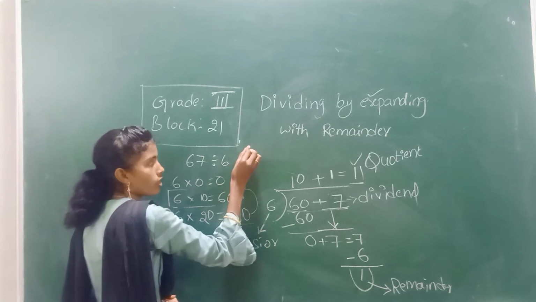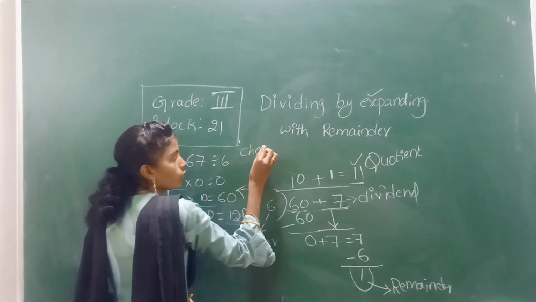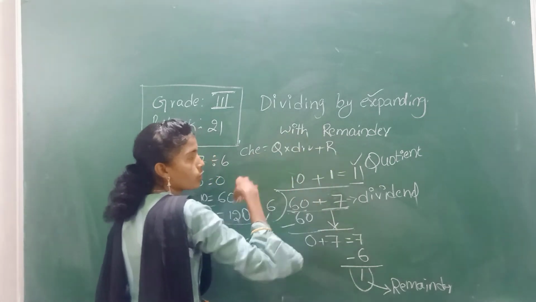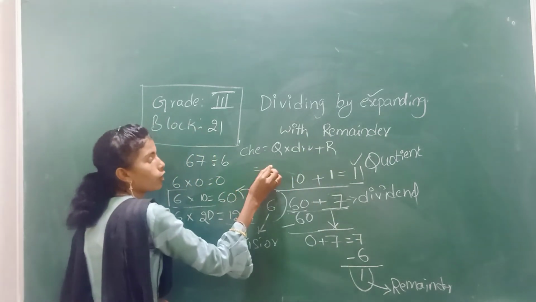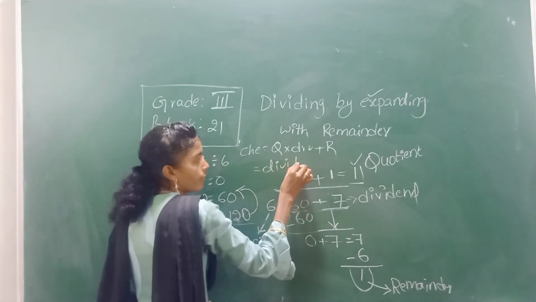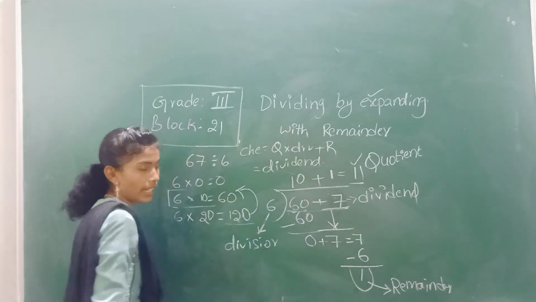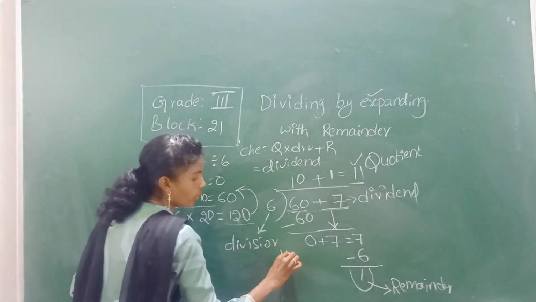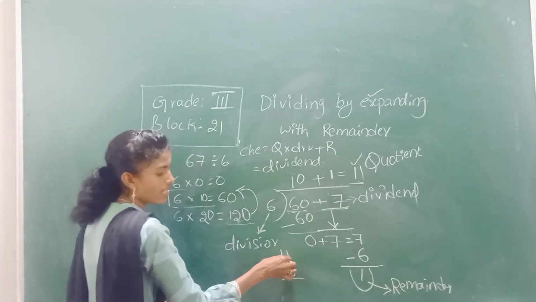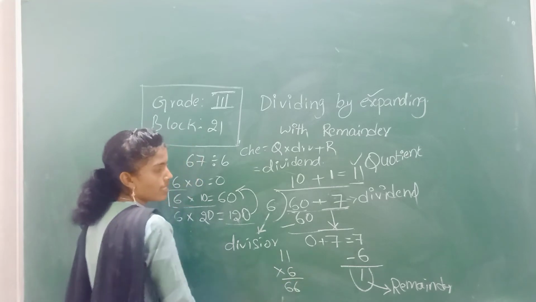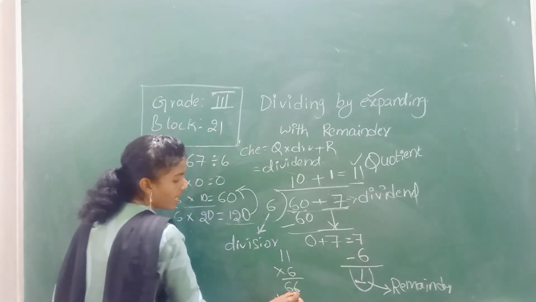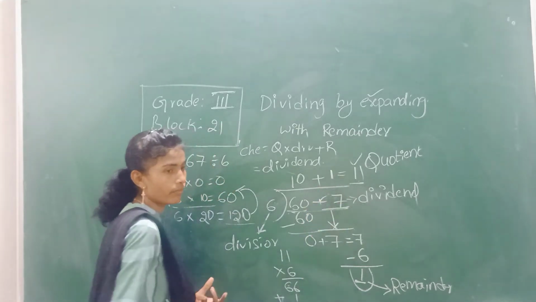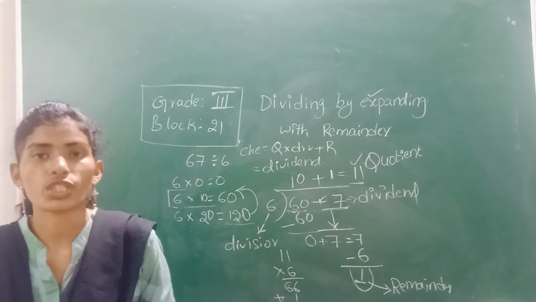What is the way of checking, children? Quotient into divisor plus remainder. What will you get? The dividend you are going to get. Let me check now. So 11 into 6. 6 11s are 66, plus remainder. What is the remainder? Plus 1. 66 plus 1 is 67. Did you get the dividend, children? Yes. So this is the way you have to check your answer.